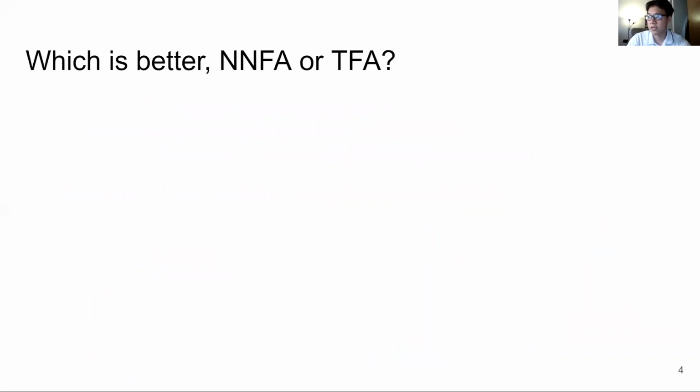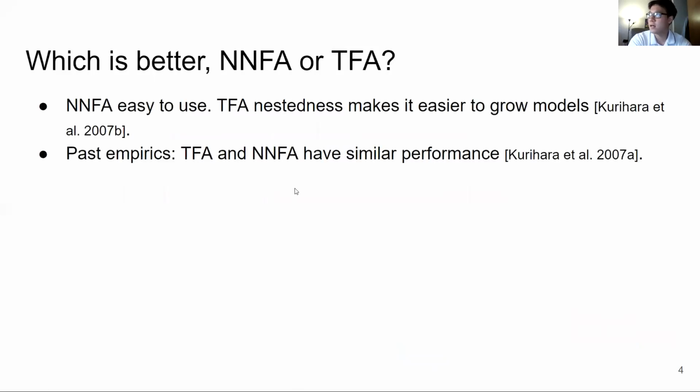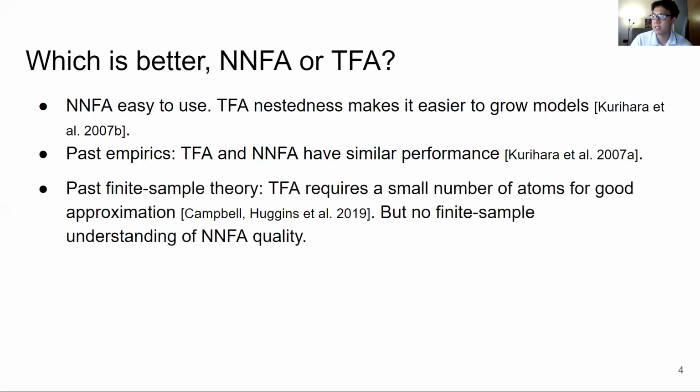There are a number of potential trade-offs between TFAs and NNFAs. On one hand, NNFAs are conceptually easier to use, but TFA nestedness can make it easier to expand models as data grows. Past empirical work has also shown that the 2 methods sometimes have similar performance in practice. Recent theoretical work has shown that TFA models with a small number of atoms are already high-fidelity approximations of the target infinite dimensional model. There has not been a similar finite sample analysis for NNFAs.